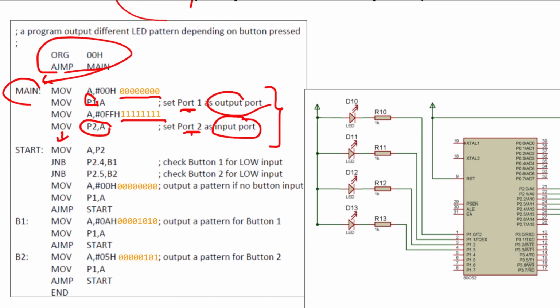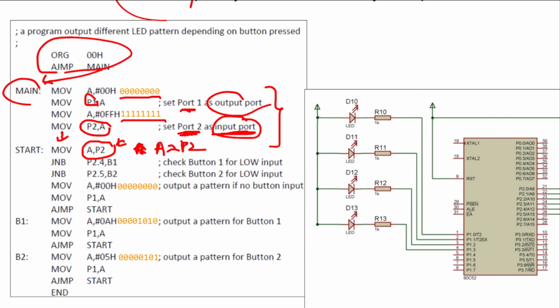First of all, because we have set port 2 as the input port, we can now read port 2. This code means to read port 2 into A. So now A equals whatever input port 2 has.